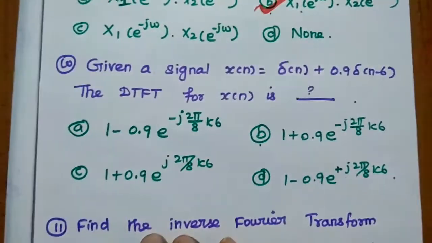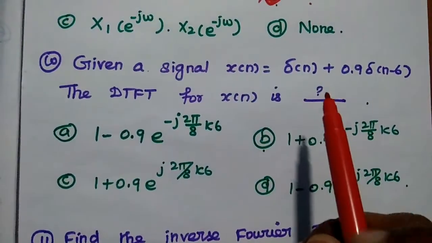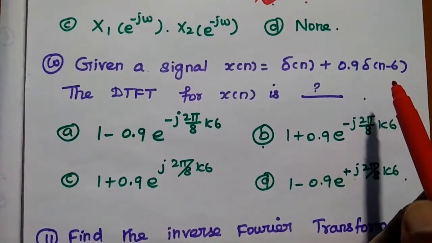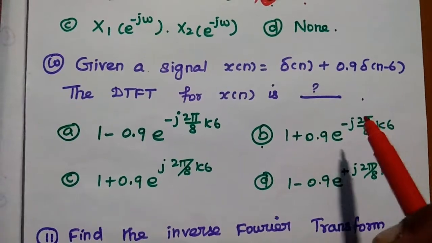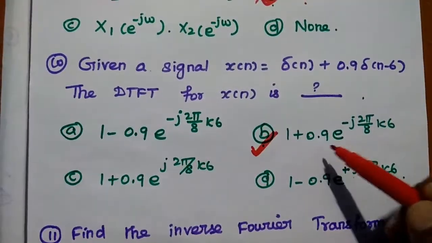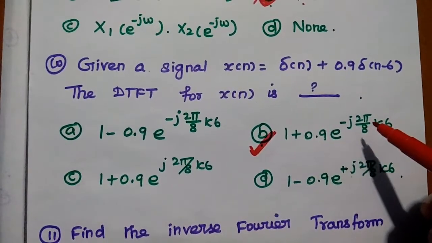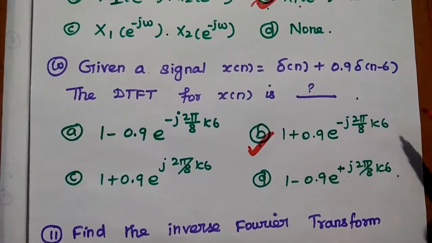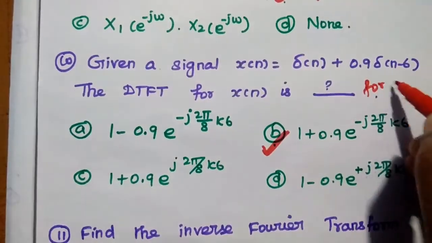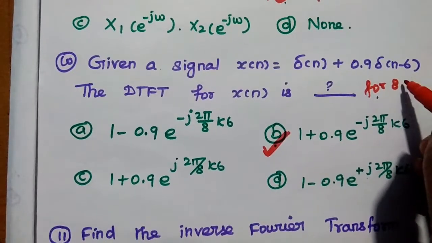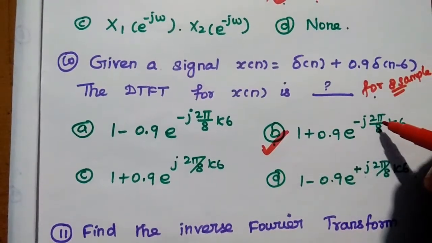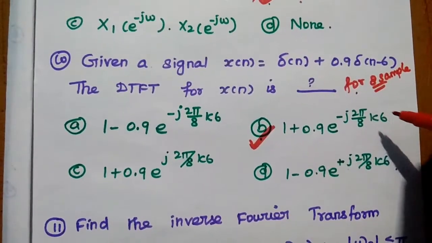So next one is, given a signal x of n is equal to del of n plus 0.9 del of n minus 6. The DTFT for the signal is given like this: 1 plus 0.9 e power minus j omega. One term is missed out for 8 samples. They have given the sample values at 8 samples. For 8 samples, its value is e power minus j 2 pi 8 k into 6.